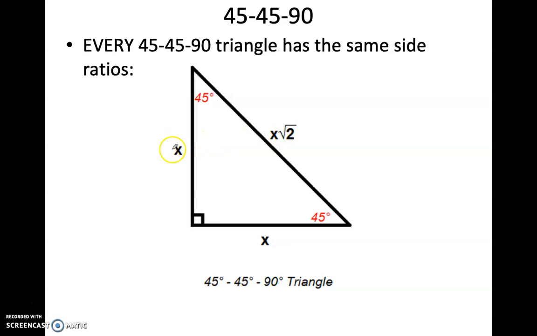So if this leg was 10, this leg would be 10. And this leg would be 10 times the square root of 2. And it gives you an exact answer, and it's true all of the time. So make sure you write that down. That's one of your definition triangles.